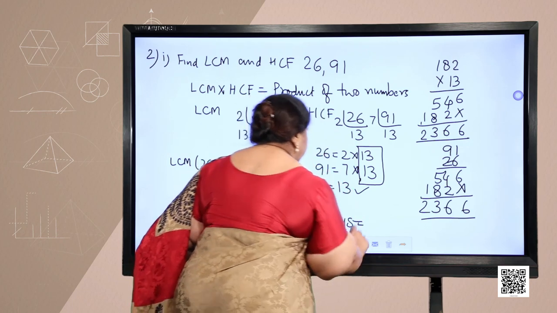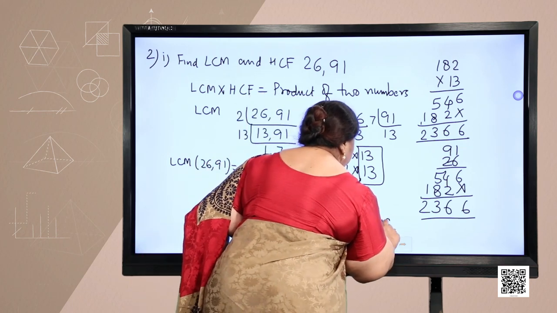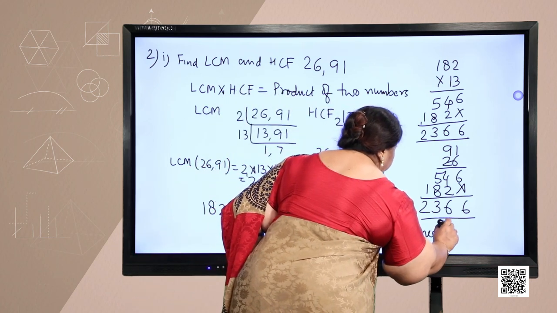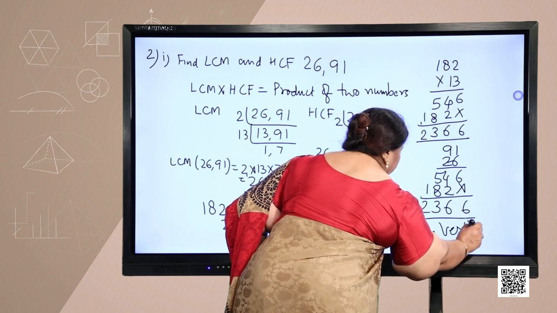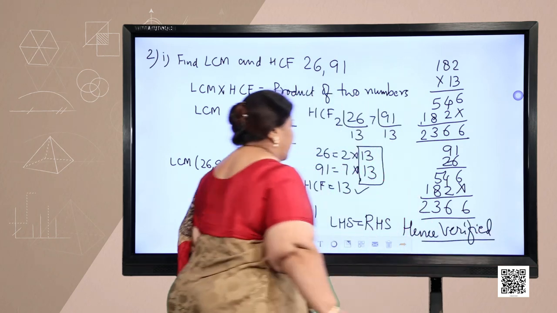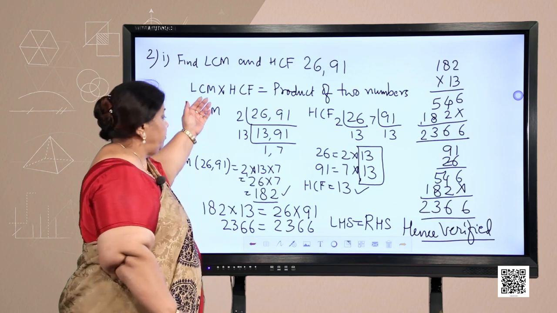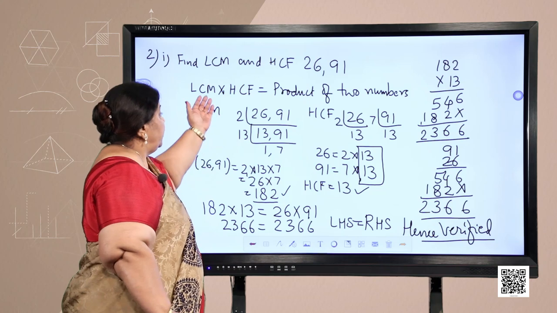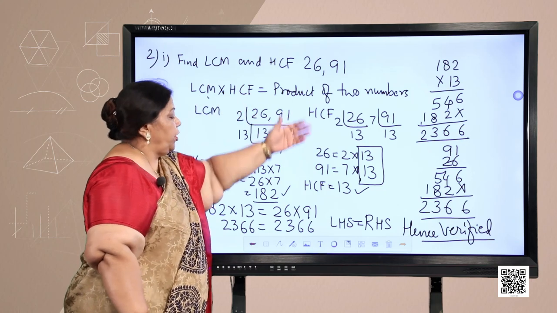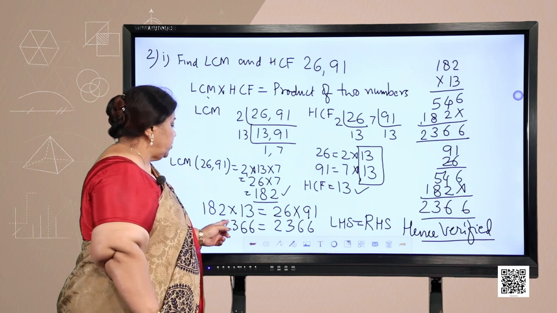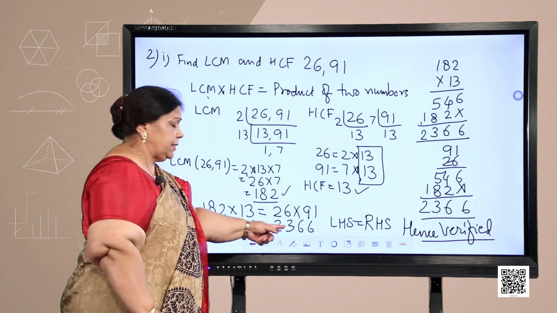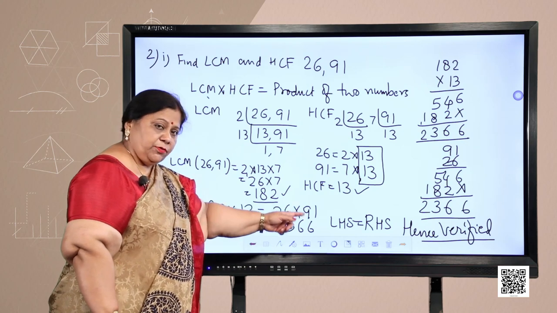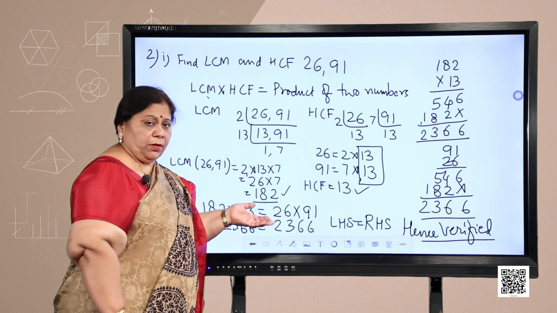I can write down LHS is equal to RHS. It is 2366 in both the cases, and hence verified. I hope you have understood, since we have calculated the LCM and HCF, and we have also verified the result. LCM into HCF is equal to product of two numbers. It is 2366 in both the cases. Therefore, LHS is equal to RHS, hence verified. Let us look into the next problem.